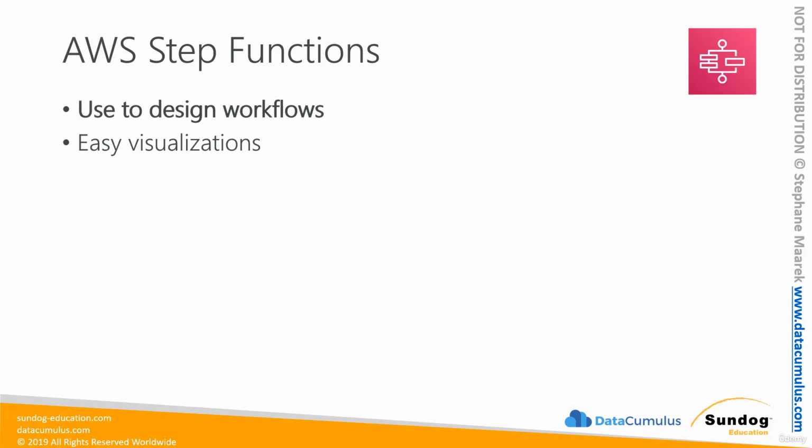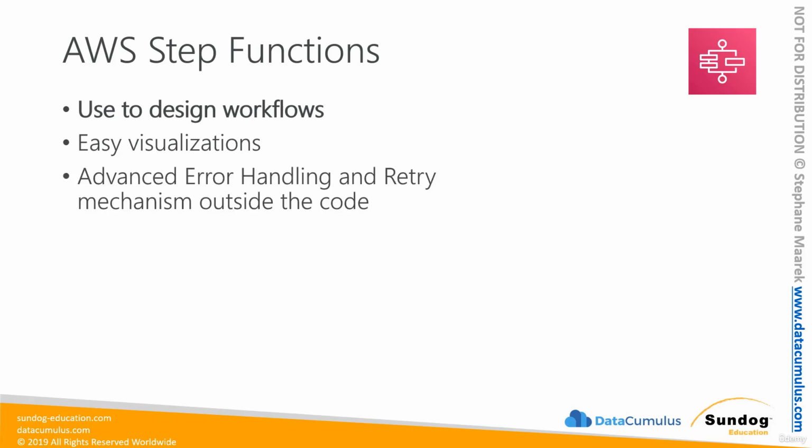It also lets you visualize these workflows very easily, as we'll see shortly. It generates these nice little graphs to show you the order that things actually execute in. And it also has an advanced error handling mechanism and a retry mechanism that lives outside of the code that you're actually running within your AWS Step Function. So that's a good utility for being able to manage portions of your workflow that don't work. You don't have to rely on the code of each step actually being able to monitor itself. AWS Step Functions can take a look at it from the outside and deal with errors when things don't do what they're supposed to do.